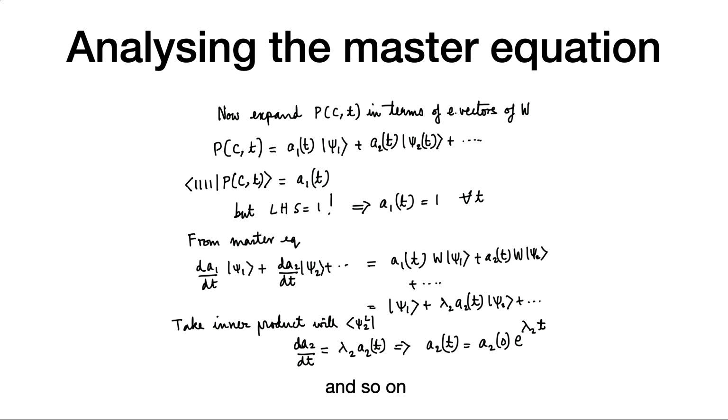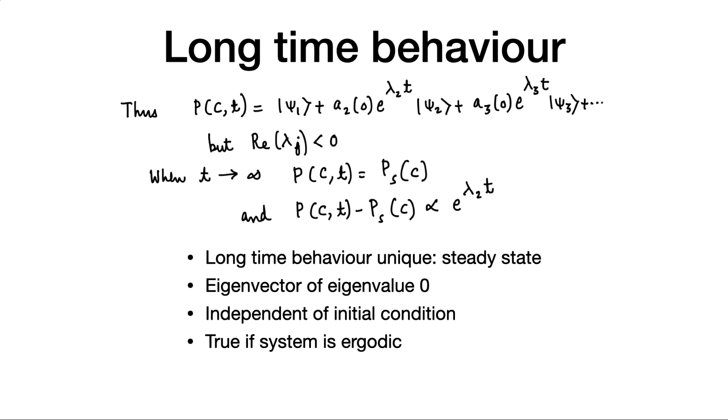Now if I compare the terms one by one, dA2 by dt is lambda 2 times A2. So A2 is A2 of 0 times e to the power lambda 2 t. Similarly for A3, A3 of 0 times e to the power lambda 3 t. So I can solve for all the coefficients like this. And A1 we know is 1. So what is the net result? Your P of C, t becomes A1 times psi 1 plus A2 e to the power lambda 2 t psi 2, A3 e to the power lambda 3 t psi 3 plus so on.